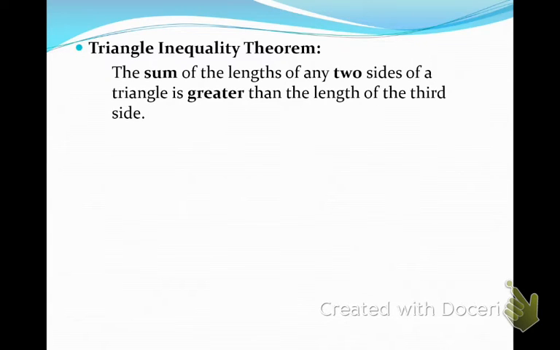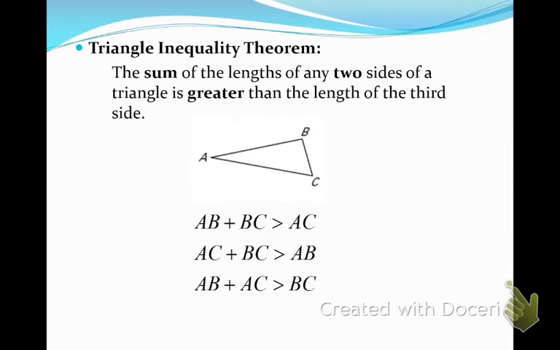Triangle inequality theorem. The triangle inequality theorem says the sum of the lengths of any two sides of a triangle is greater than the length of the third side. So we can say we know that AB plus BC, when I add those two together, that's going to be greater than AC. I know when I add BC to AC, that's going to be greater than AB.